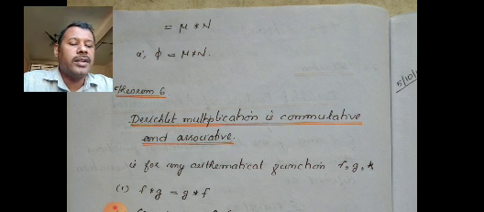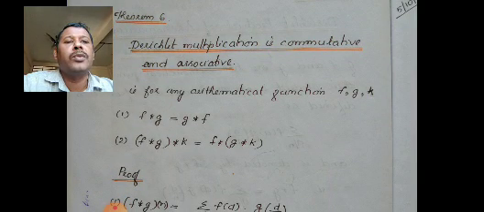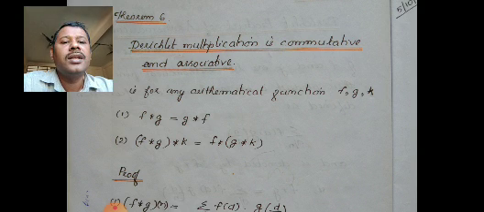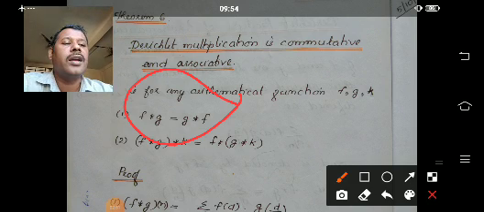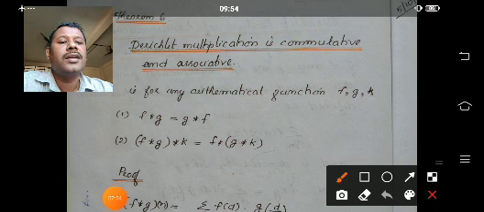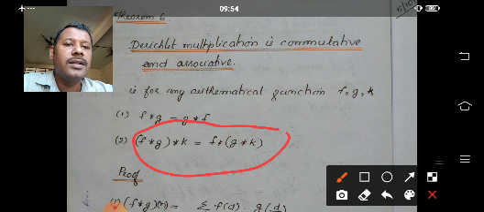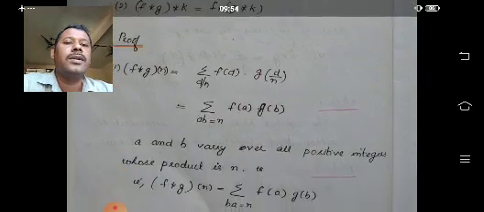Okay. Next, theorem 6. Dirichlet multiplication is commutative and associative. That means f star g equals g star f, and the second condition says that (f star g) star k equals f star (g star k). Here f, g, k are arithmetical functions. Proof of the theorem.